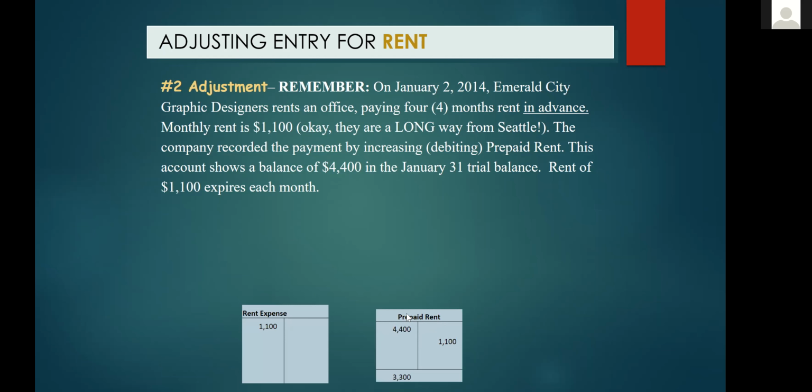So you have prepaid rent here. You want to recognize, you want to reduce it by 1,100 and get to 3,300.